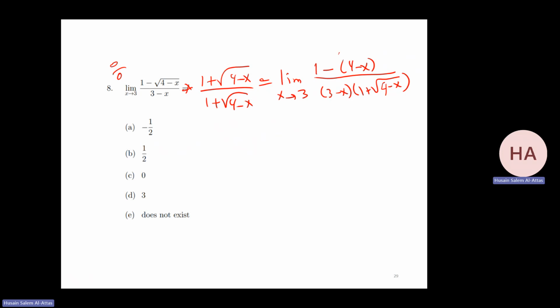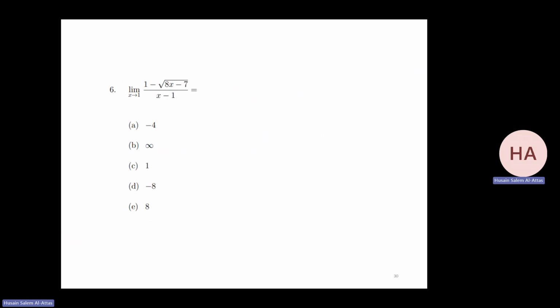Okay, now what is this? It will be x minus 3: 1 minus 4 minus x is, minus minus, x minus 3. Be careful. When there is a calculation, usually I change the color. This with this, I have minus 1. So I have minus 1 over, substitute there, 1 plus square root of 4 minus 3, 1 plus 1, which is minus half. And that will be the answer.